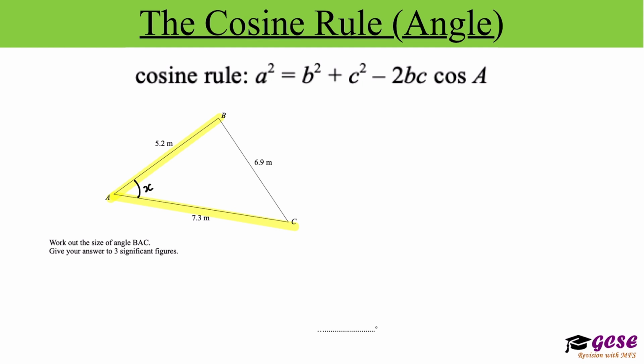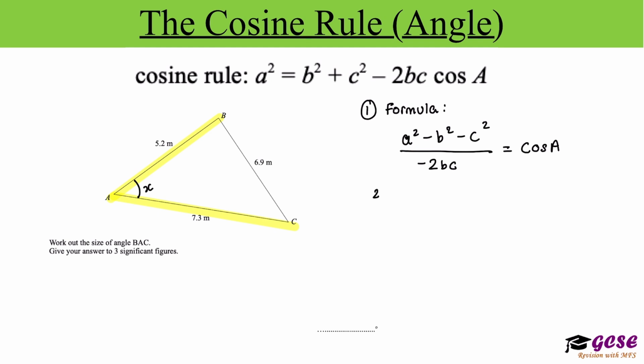Okay, so step 1 is going to be the formula, and you can derive the formula in an exam because you're given this cosine rule on the formula sheet. So we're going to have a squared minus b squared minus c squared over negative 2bc, and that's going to be equal to cos A.